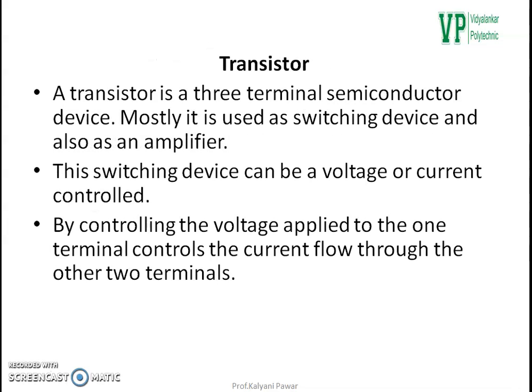First, transistor. A transistor is a three-terminal semiconductor device. It is mostly used as a switching device and also as an amplifier. This switching device can be a voltage or current control. By controlling the voltage applied to the terminal, it controls the current flow through the other two terminals.